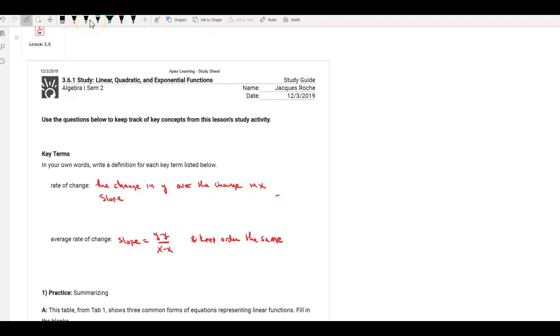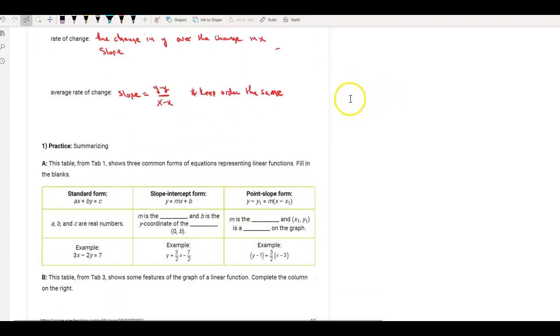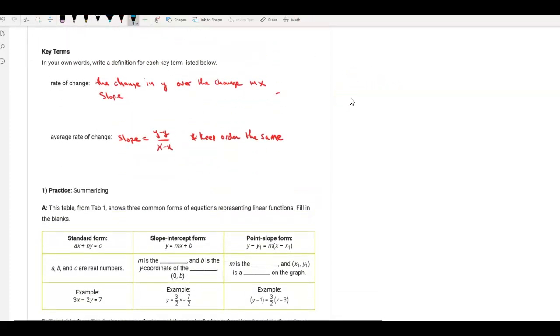Okay, for lesson 3.6, what happens is they like to discuss the difference between three types of functions: linear, quadratic, and exponential. Okay, so the first function that they're going to talk about or review is a linear function. Some keywords we need to remember. What is the rate of change? Again, rate of change is basically your slope, right?